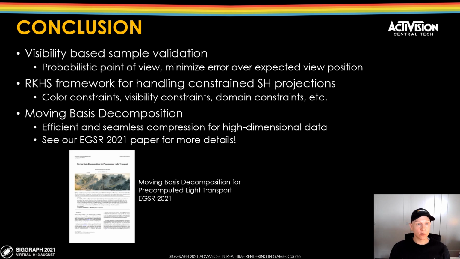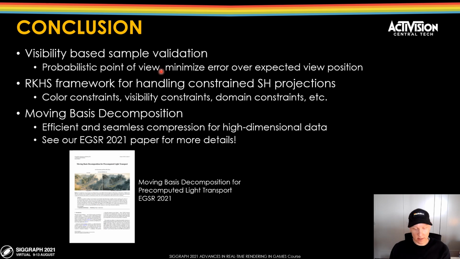Okay, so I wanted to summarize what we talked about here today. So we started with how we represent and sample irradiance. And I think the key idea there is that if we take this probabilistic point of view, we end up minimizing the reconstruction error over the expected view position.